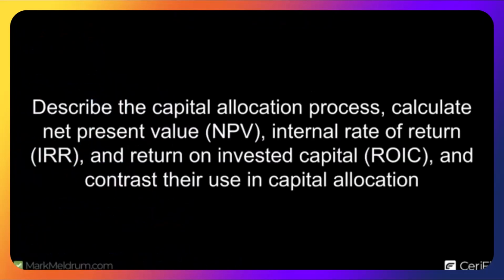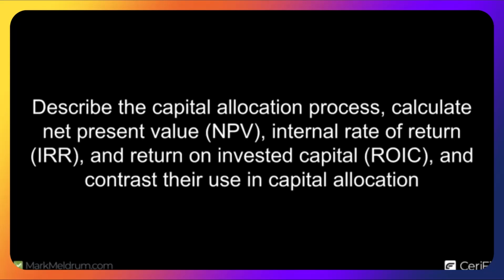Onwards then to the second LOS, which has a little bit more beef to it. Describe the capital allocation process. So we'll do that first. Then calculate NPV, IRR, and ROIC, and contrast their uses in capital allocation.